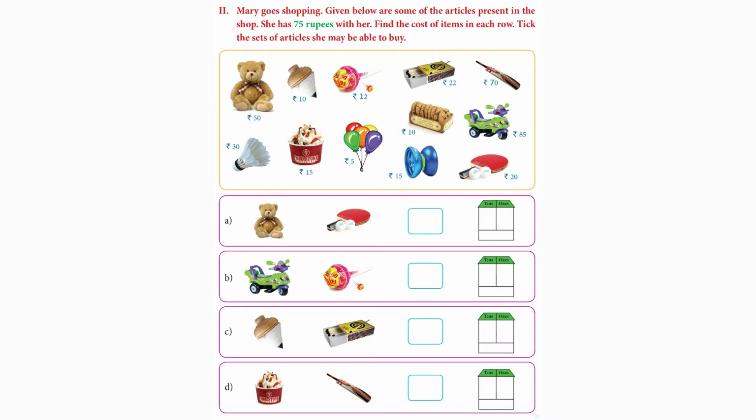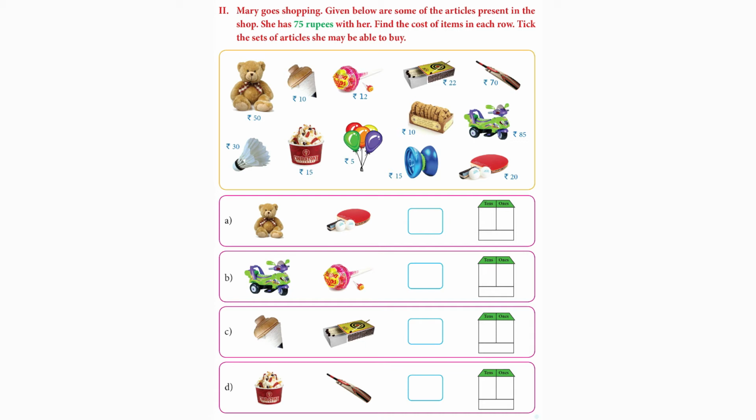So here, Mary goes shopping. Given below are some of the articles present in the shop. She has 75 rupees with her. Find the cost of items in each row. Tick the sets of articles she may be able to buy. So imagine that, just like Mary, you are also going to the shop. You're going to help Mary buy something with that 75 rupees.